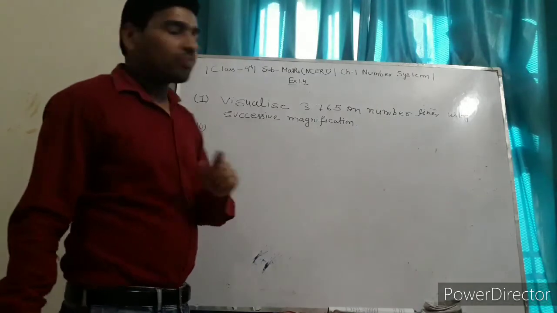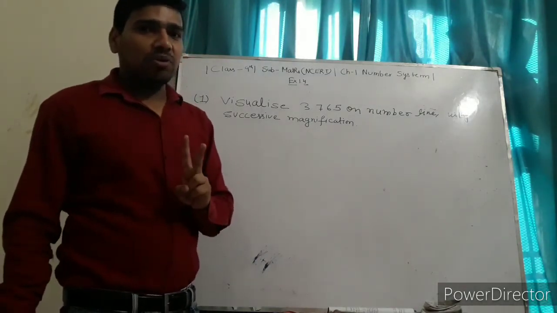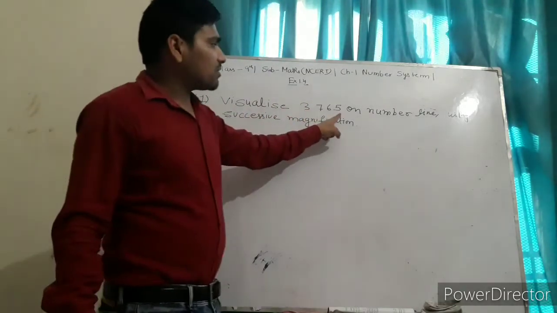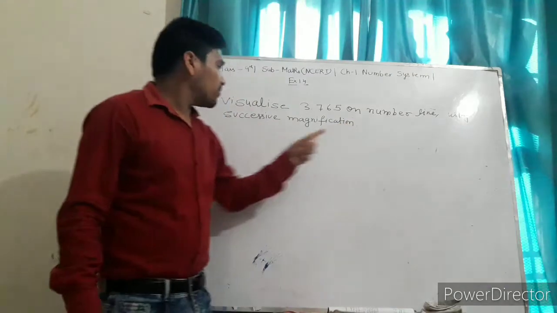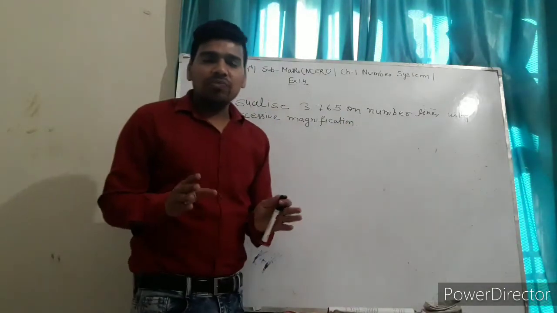I have covered Exercise 1.1, 1.2 and 1.3, and I am before you with the new Exercise 1.4. There are two sums in this exercise in the NCERT book. The first sum is: visualize 3.765 on a number line using successive magnification.